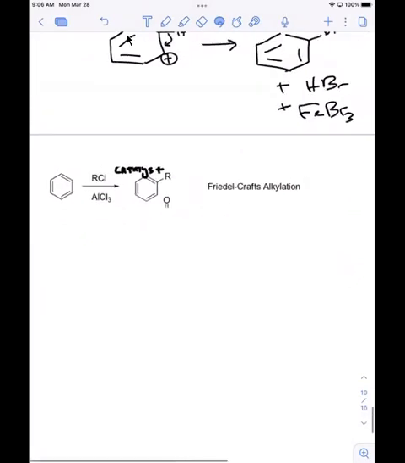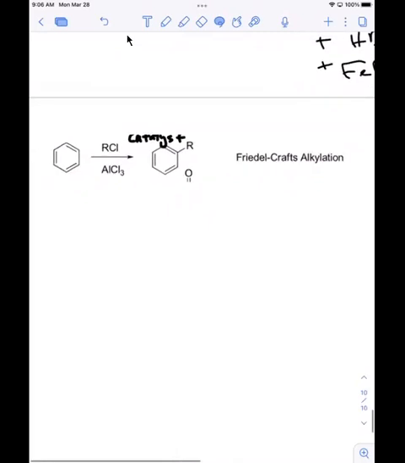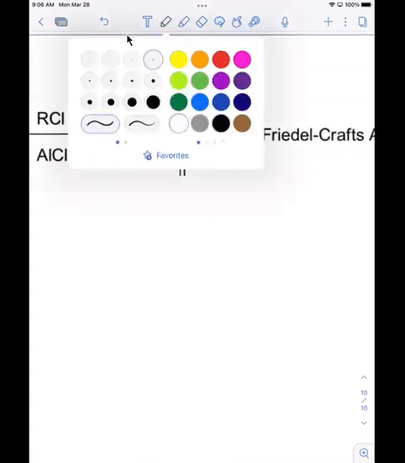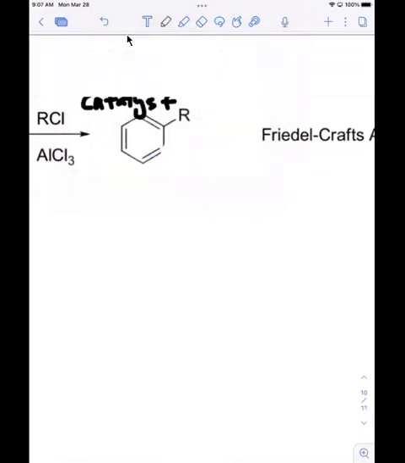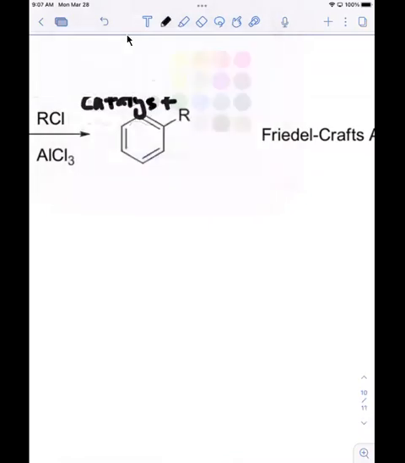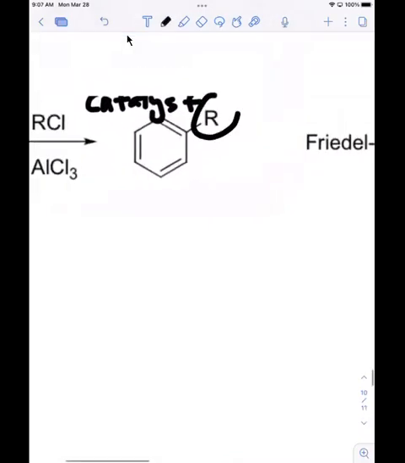In this reaction, this Friedel-Crafts alkylation is exactly what you expect. You're adding an alkyl group to the ring. So R is an alkyl group.